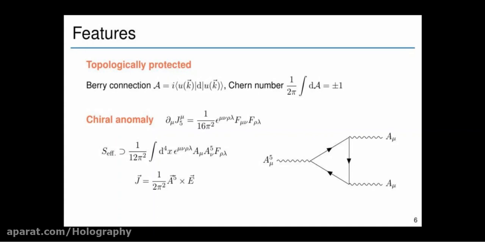And so the chiral anomaly arises from essentially differentiating this with respect to A5 to get the one-point function of the axial current. But if we instead differentiate this term with respect to A to get the one-point function of the vector current, you can probably convince yourself that what you get on the right-hand side is going to be something like a Levi-Civita symbol contracted with the axial current and with the vector field strength. So you essentially get a current that's proportional to A5 cross E. So this is this Hall current that arises in Weyl semimetals.